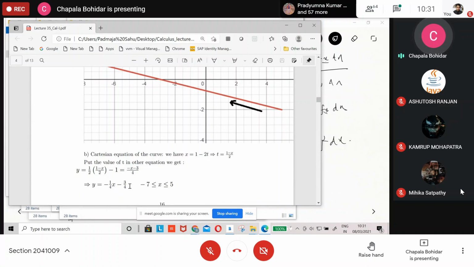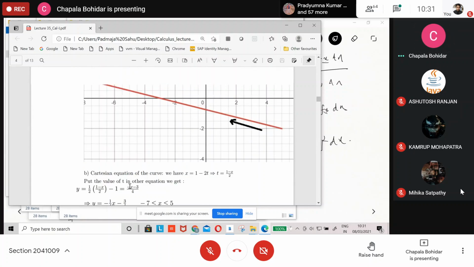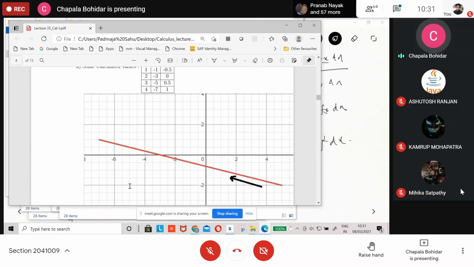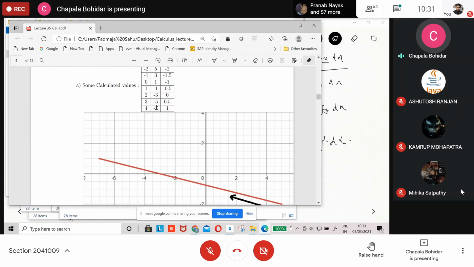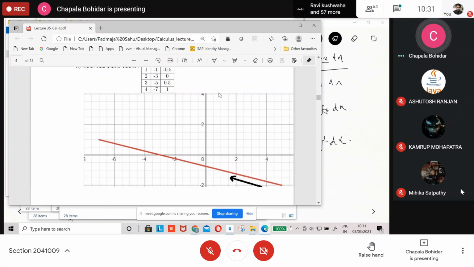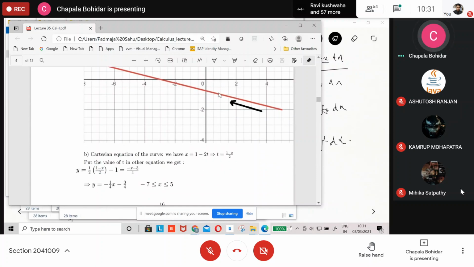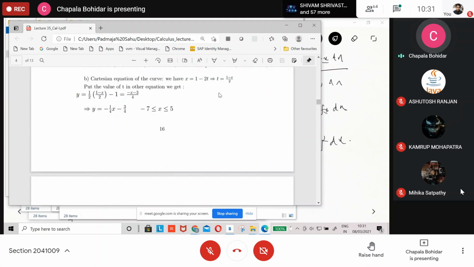So x lies from where to where? See, the domain of x here is from minus 7 to 5. y lies from minus 2 to 1 here. So x lies from minus 7 to 5. Okay. So this is the question given. You have to do it like this. That is your question number 6.